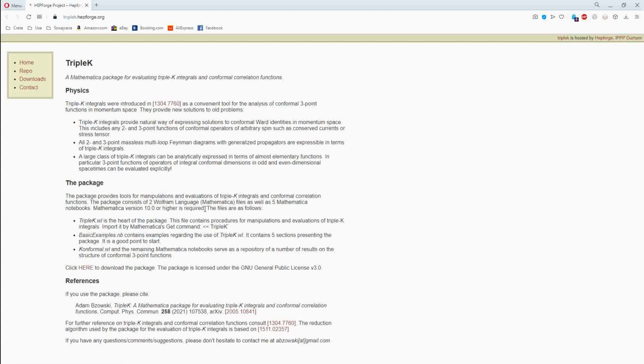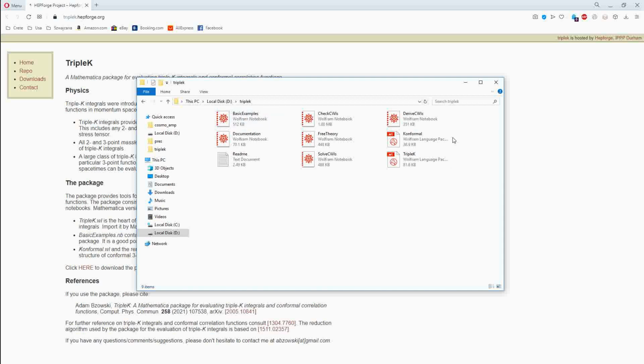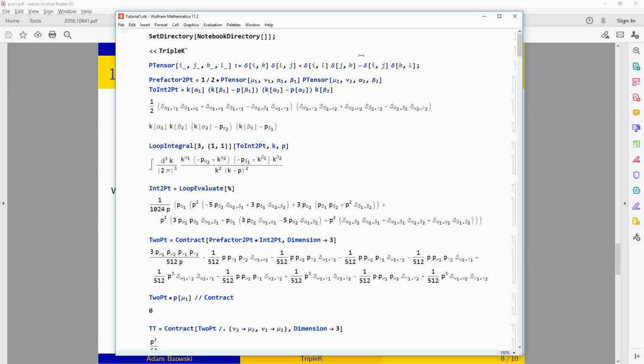You unpack whatever is in the package and you find 9 files. These 2 Mathematica packages are the heart of the package. Basically, TripleK contains all the procedures, and the rest are examples and results on various correlation functions. So you can look at these, and these contain much more information than what I'm going to tell you now.